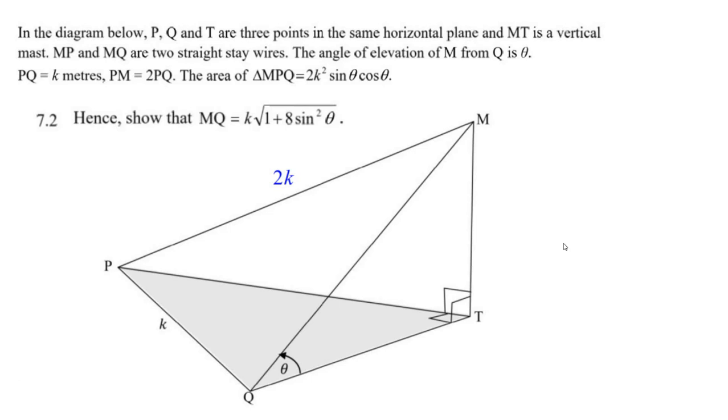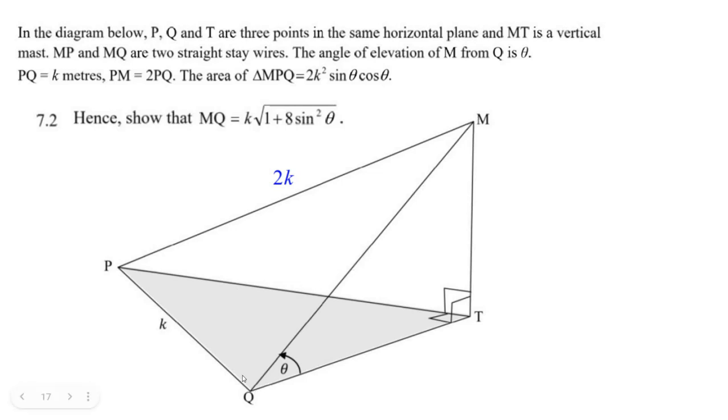Okay, here's the second part of this 3D trig. It says we're supposed to show that MQ equals K times the square root of 1 plus 8 sine squared theta. Ooh, that's a pretty messy looking thing. There's a bit of a hint. A lot of these 3D trig things just use the sine rule. But if you see a square root and a bunch of junk like this, you're almost certain you're going to have to use the Cos Rule.